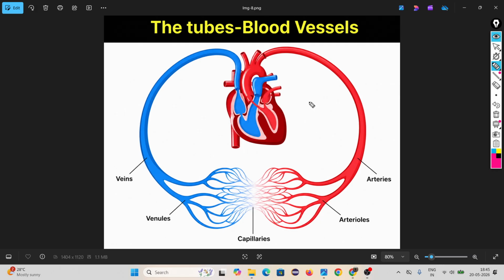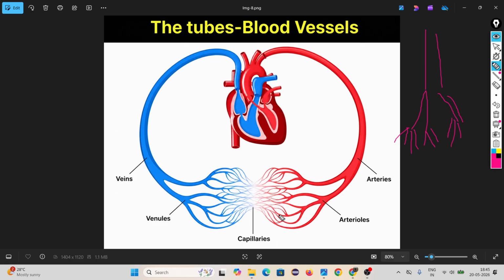Look, it is our heart. From the heart, look in the diagram. The red color pipe is showing arteries, and the blue color pipe is showing veins. Look, at the end of the arteries, the artery is divided into small parts called arterioles. Again, arterioles are subdivided into small thin blood vessels. These are called capillaries.